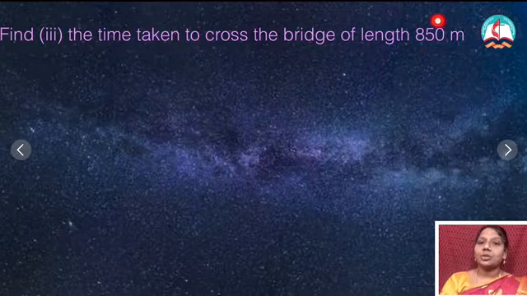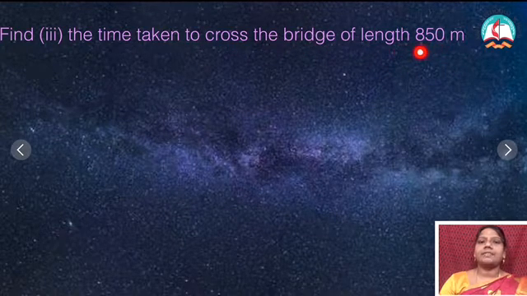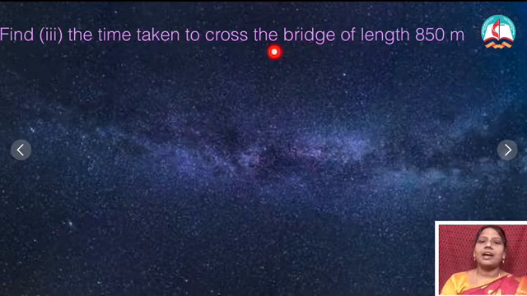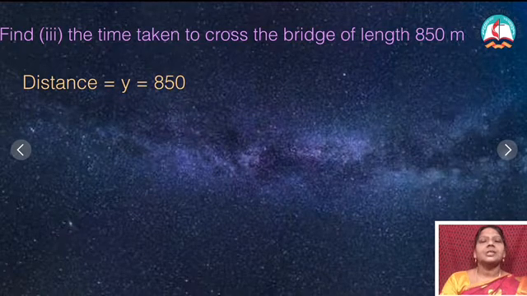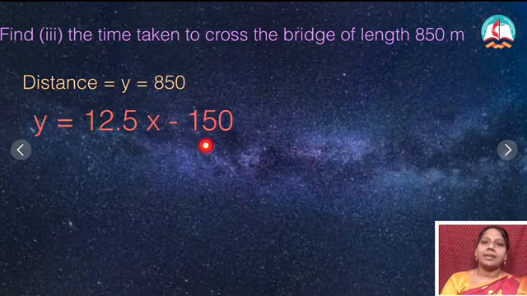So the train is crossing the bridge. What is the length of the bridge? That is nothing but 850 meter. Okay, so now here the distance is given. What is the distance? 850 meter is given to us. So I am going to substitute that in the same equation.